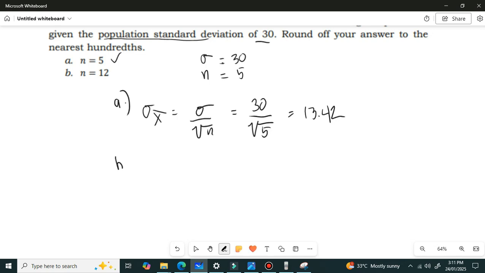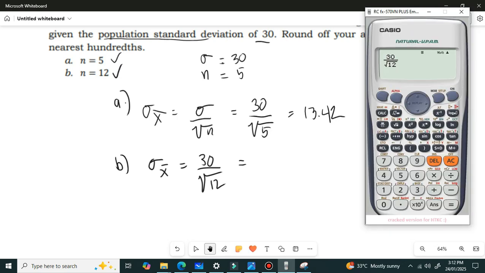For letter B, given is still 30 divided by the square root of n, which is 12, will give us 8.66 in two decimal places.